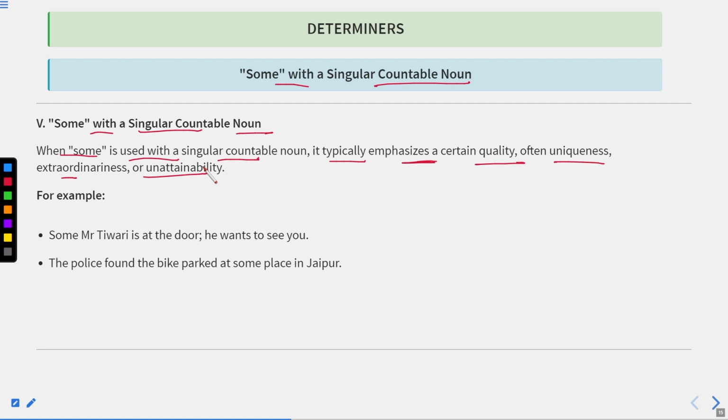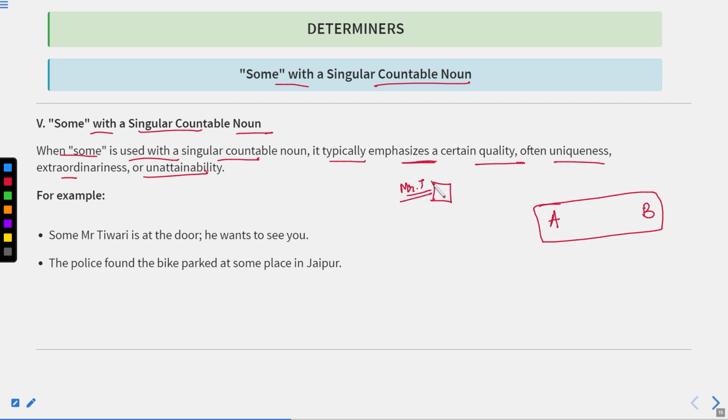Tiwari, it means there is a person whose name is Mr. Tiwari. Suppose you are A and you are sitting with your sister who is B, and both of them are sitting in their home. Now the door knocks, and there is some Mr. T at the door. Now A went to the door and opened the door.